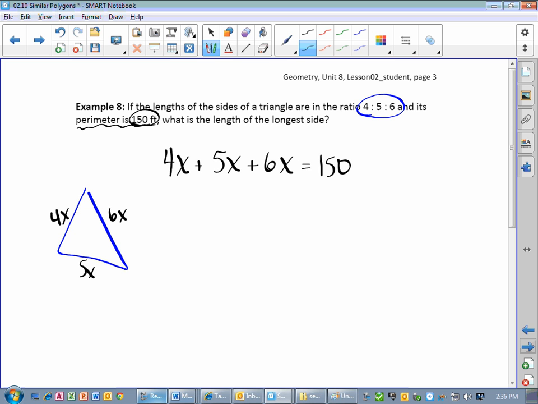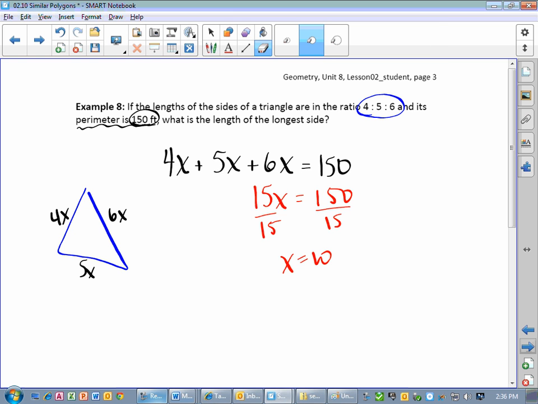Okay, now as you said, if we combine like terms, we have 15x equal to 150. So divide both sides by 15, and so x must be 10. Now, is that the long side, the short side, or the middle side? So it's not the side, right? It's an x value. So to find the side length, we have to multiply each side by that x value. So this side is 60, this side is 40, and this side is 50.